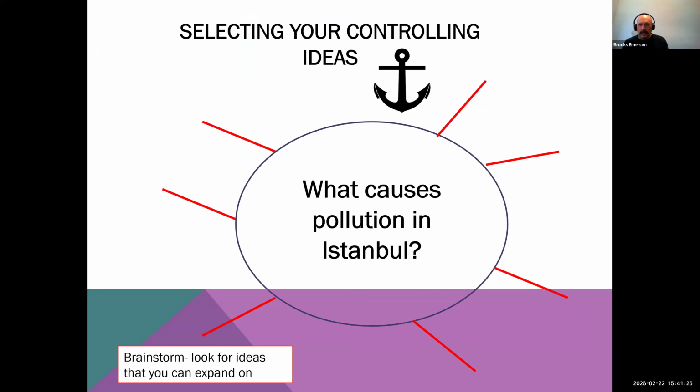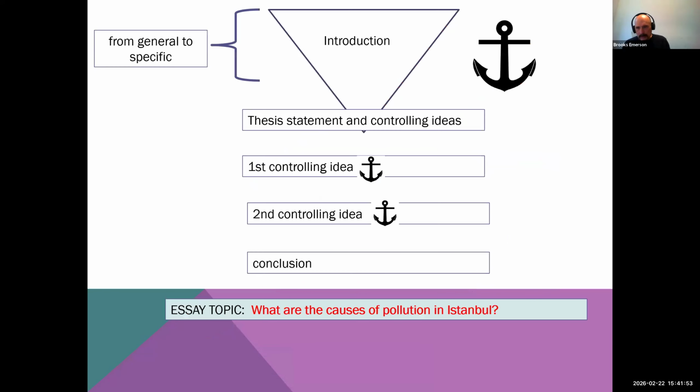Now, and then again, brainstorming. If you are given a timed essay, you have like 1 hour to write this essay. This is the best thing that you'll do. You'll set up your ideas and try to brainstorm everything before you start. That'll be perfect. You'll finish your essay before you know it. It'll be finished. But let's go back. The essay topic is, what are the causes of pollution in Istanbul?